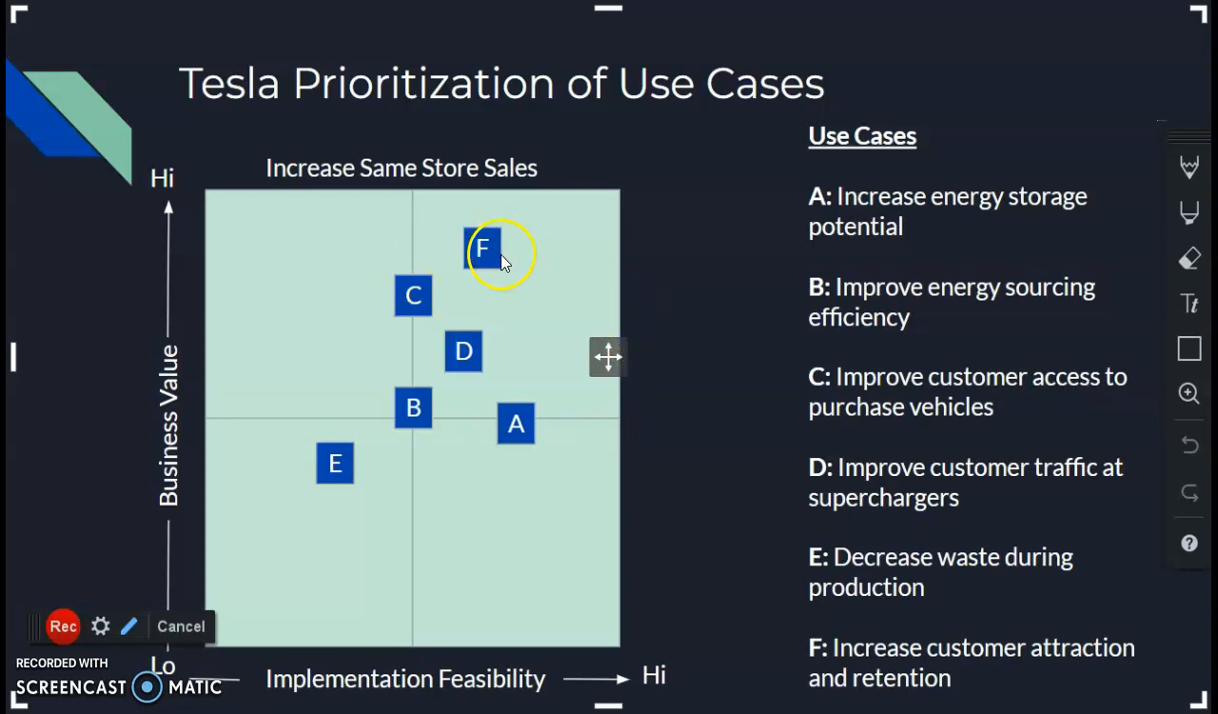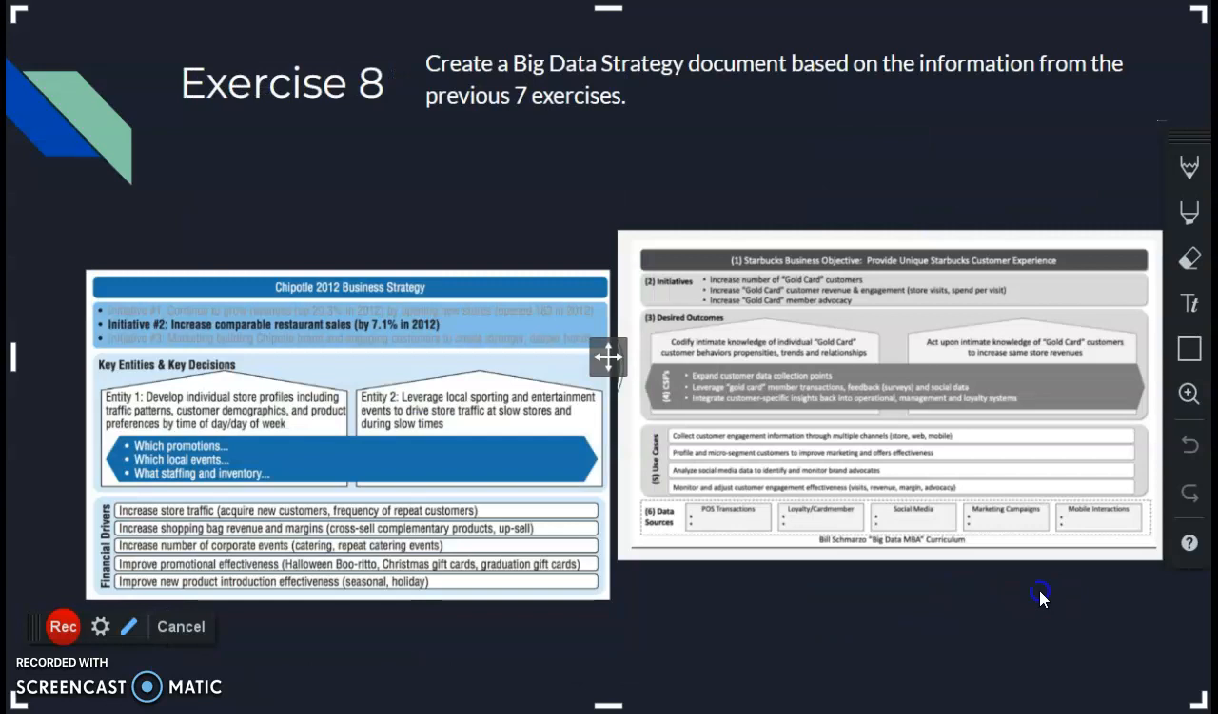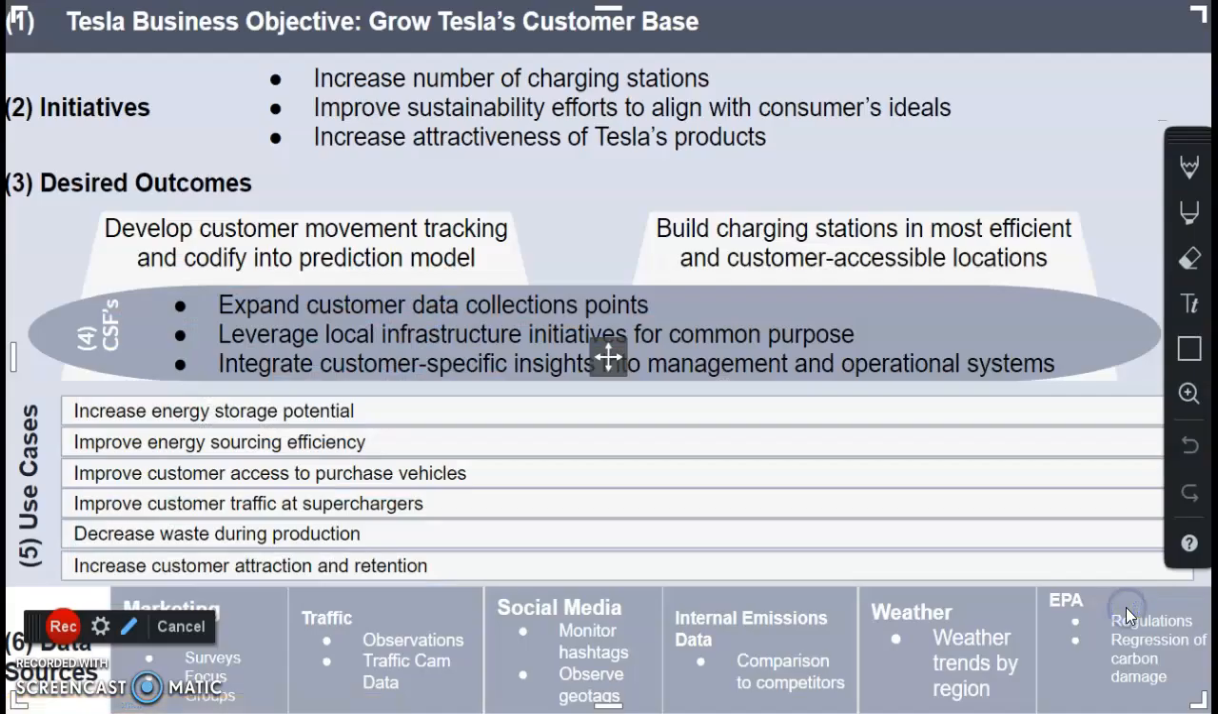So as you can see, F, increasing attraction and retention, is probably going to increase our business value the most, but it might not be quite as feasible as, say, increasing energy storage potential at A. And then lastly, you're asked to create a big data strategy document based on the information from the previous exercises in this course. So here's ours.